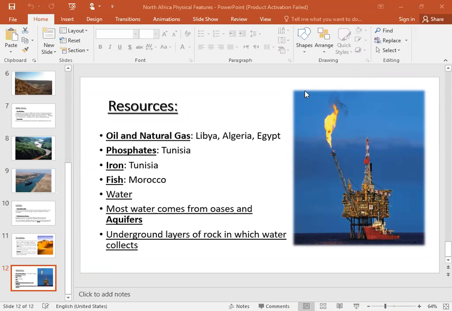Tunisia's main resources are iron and phosphates. Now, what are phosphates? Phosphates are very rich minerals or chemical compounds that are used in fertilizing the soil. We use these minerals in order to fertilize the soil. Also, Morocco has phosphates as well as fishing. So Morocco is very famous for fishing, and Tunisia for phosphates.